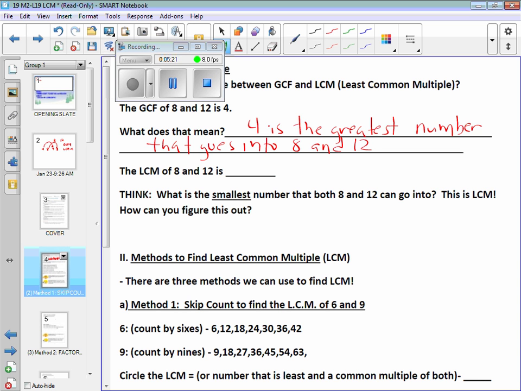So I'll restate the question again because we kind of already did it. What's the smallest number that both 8 and 12 can go into? Even kind of already said it, but let's just say it again. Alex: 24. And that's called the lowest common multiple of both 8 and 12. That is the smallest number that goes into it.